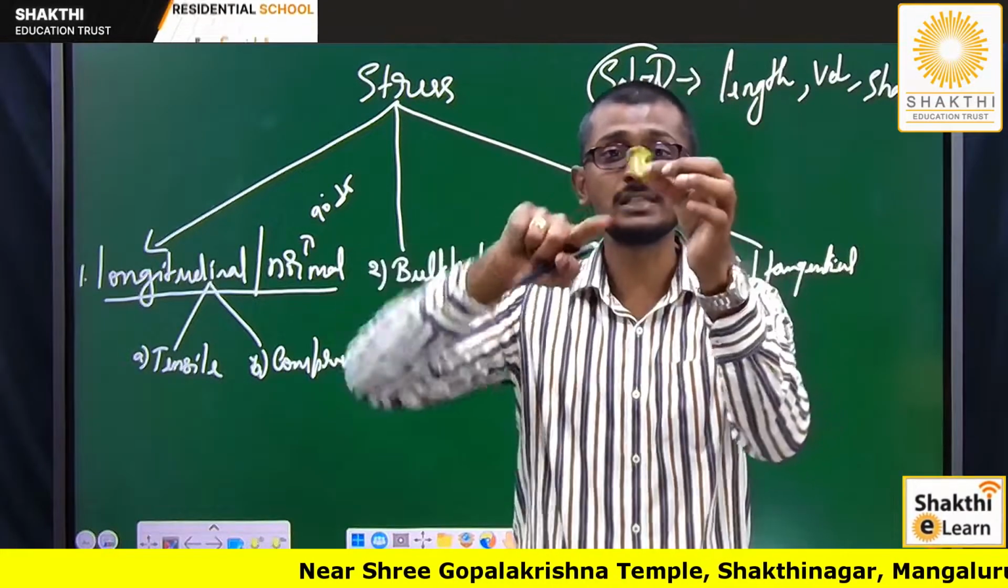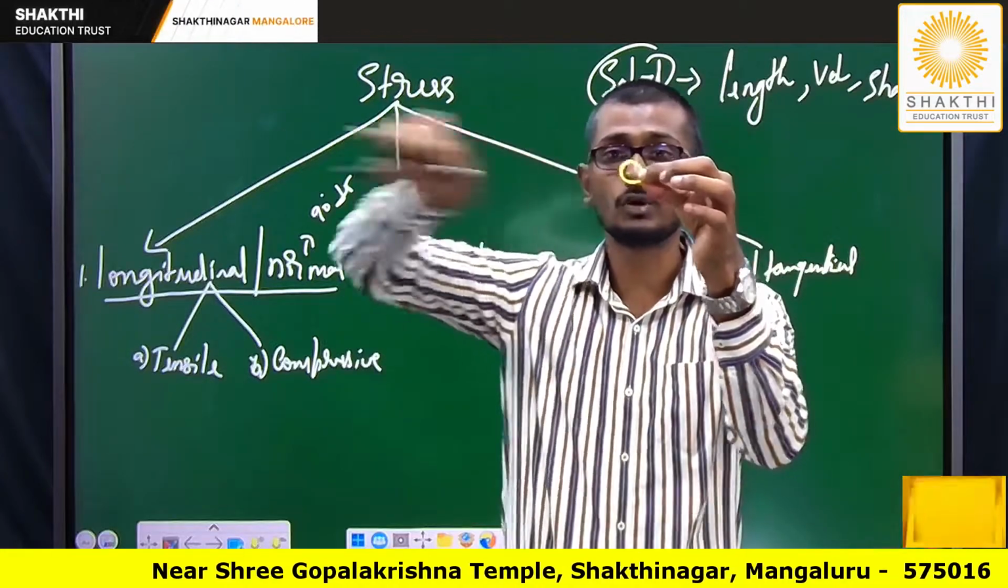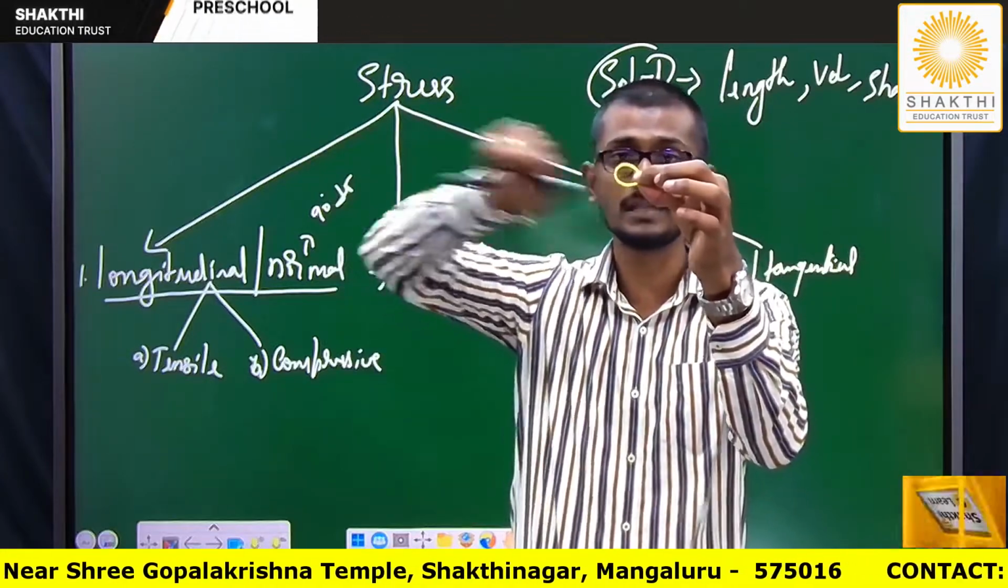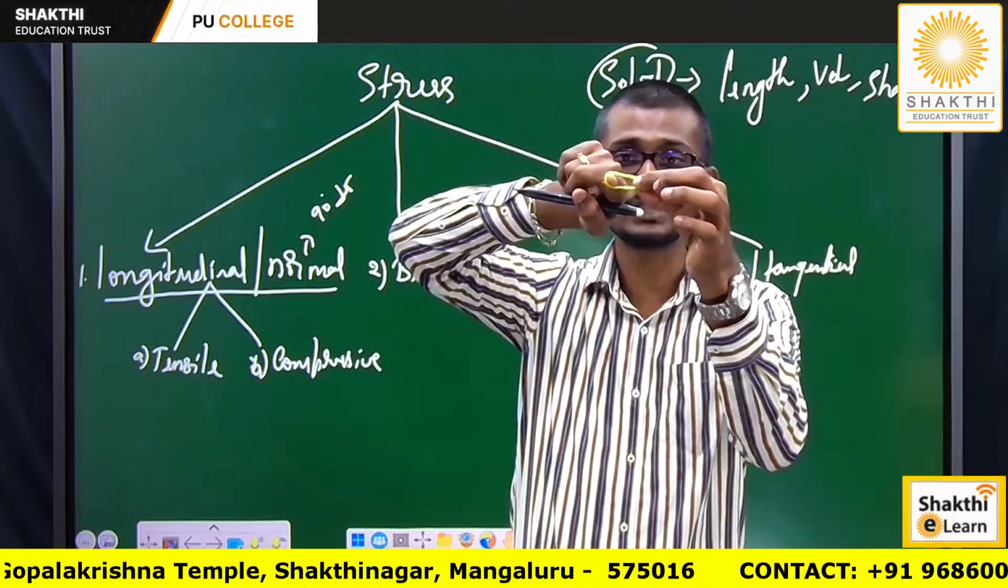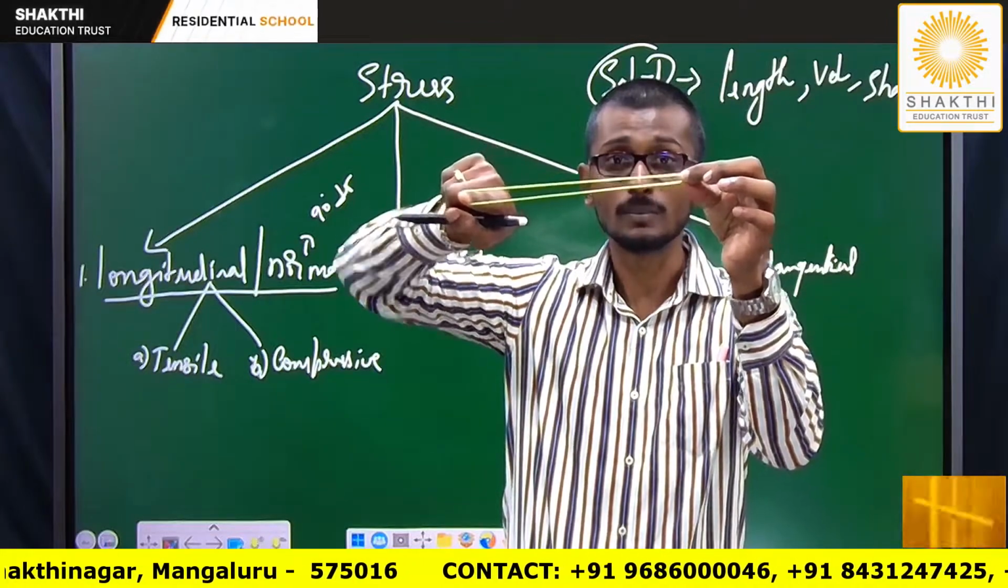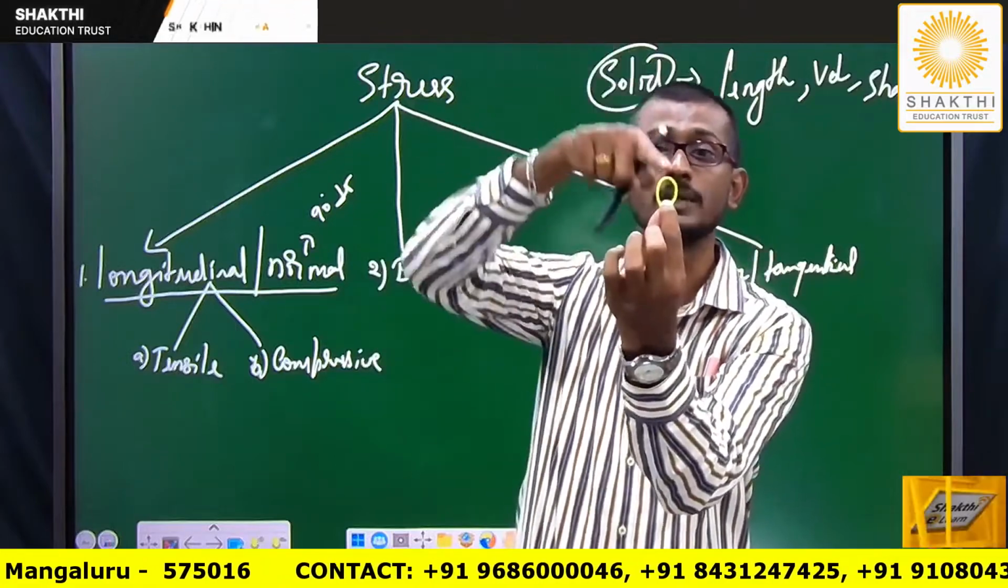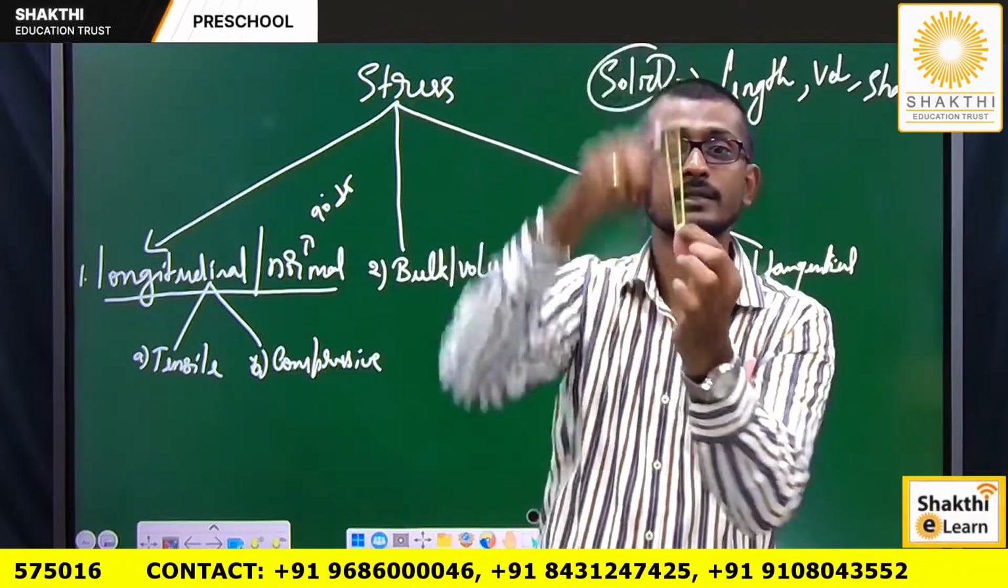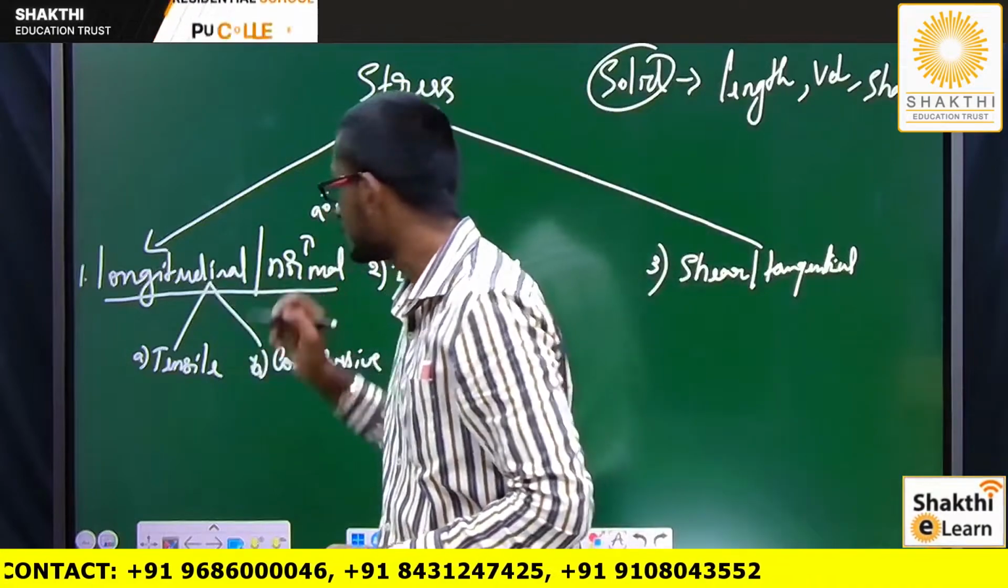Now imagine the rigid support is in this direction. If you want to change the shape in this direction, you're going to act the force in this direction. Correct? So this is called longitudinal or normal. Imagine the force is here. That means this is acting normally. Clear? This is longitudinal or normal stress.